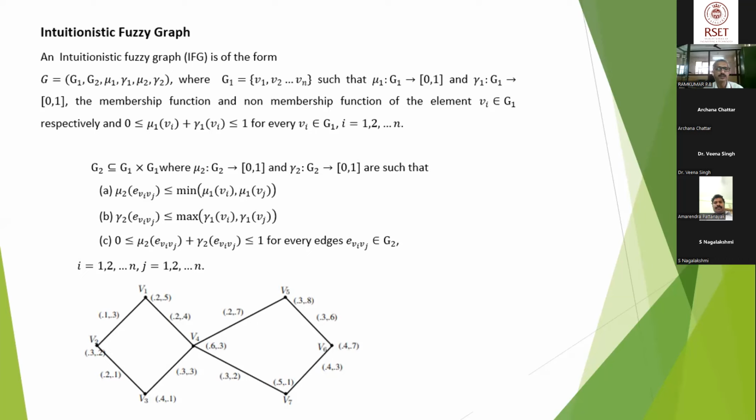When you consider the vertex V1, the sum of the membership function and non-membership function will be between 0 and 1. And in the case of an edge also, the sum of the membership function and the non-membership function will be between 0 and 1.